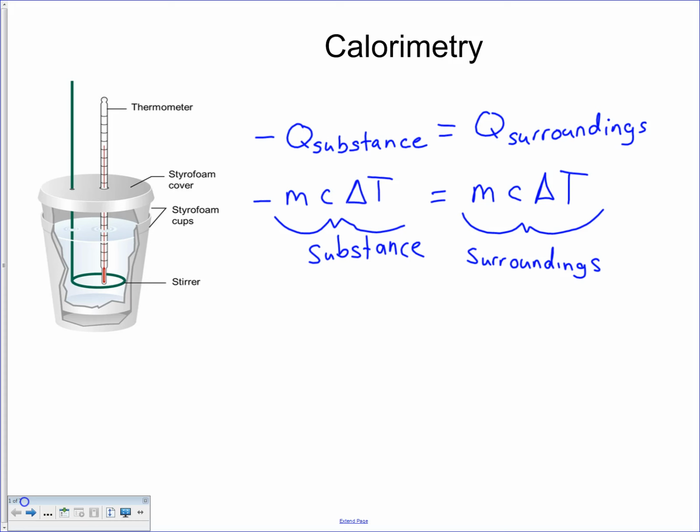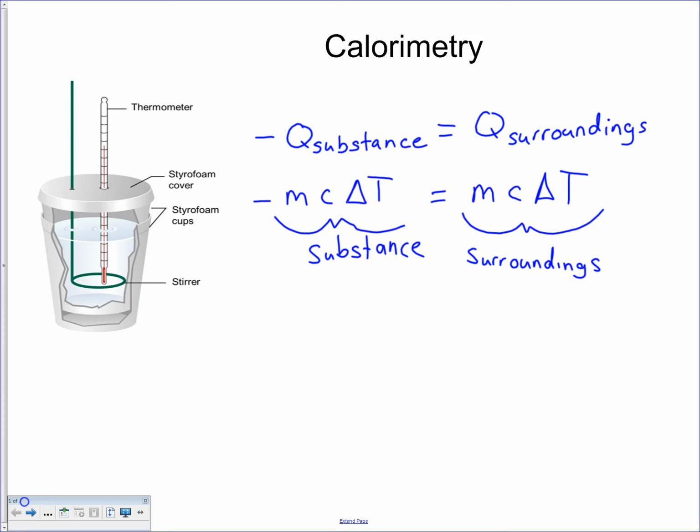And so if you look over here on the side, you can see that I have these equations here. Negative Q of substance equals Q of surroundings. What this is saying is whatever heat leaves the substance that you put in the calorimeter should go into the surrounding substance. Usually the surrounding substance is water, so that's nice and convenient. We know that it has a specific heat of 4.184.